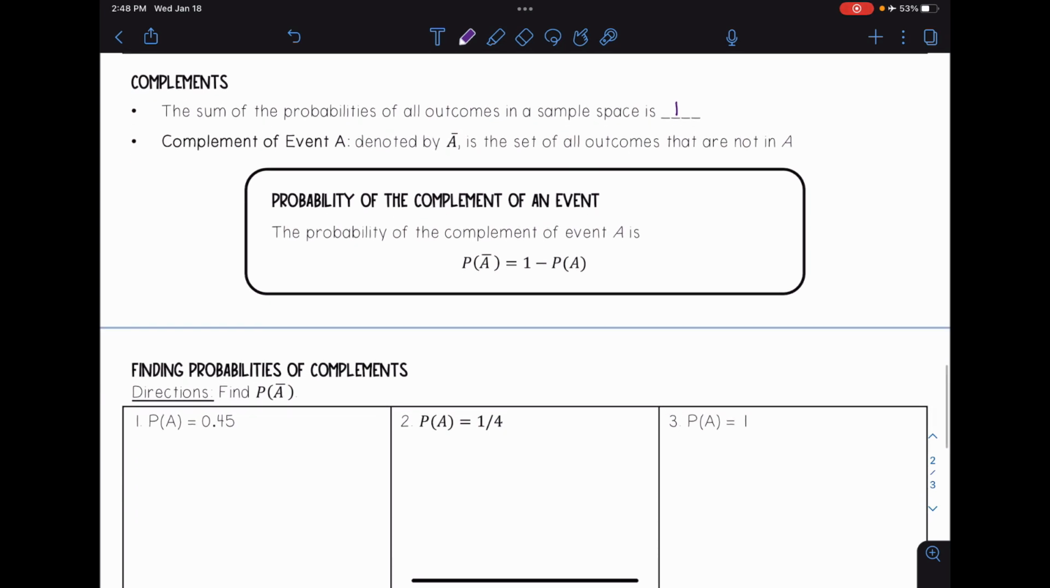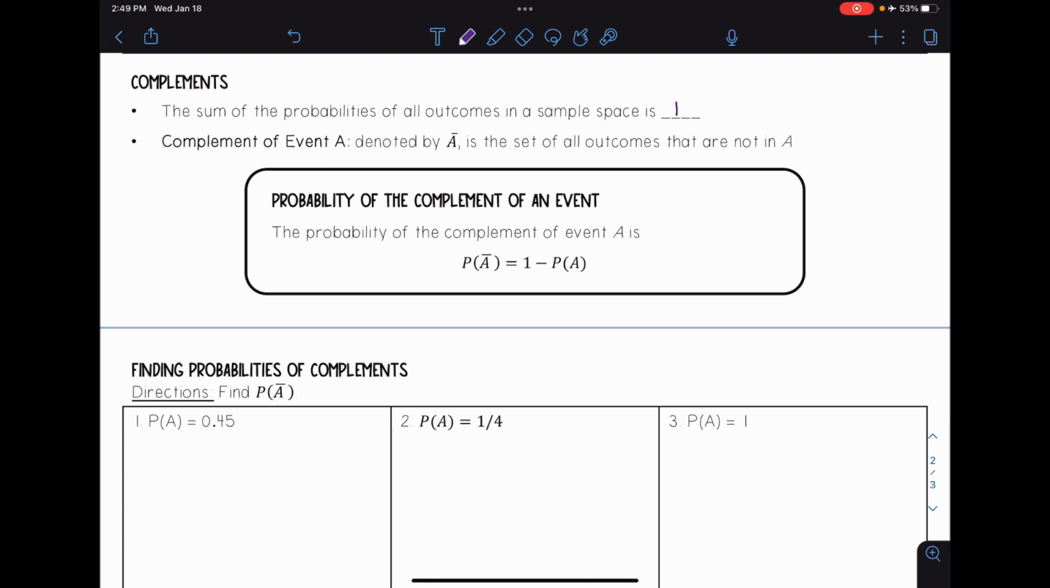And so we can use that to find the complement of event A. The complement of event A, which we denote as A with a bar over top, or A bar, is the set of all outcomes that are not in A. So, for example, if I were looking at the sample space of rolling a die 1 through 6, and the event A was rolling an even number, the complement would then be rolling an odd number. It's the exact opposite. It's all of the outcomes that are not in event A.